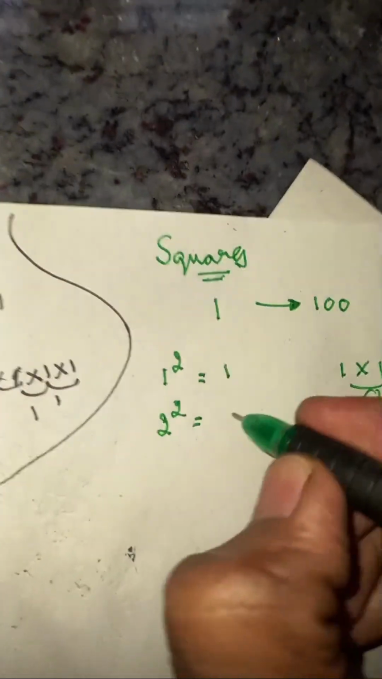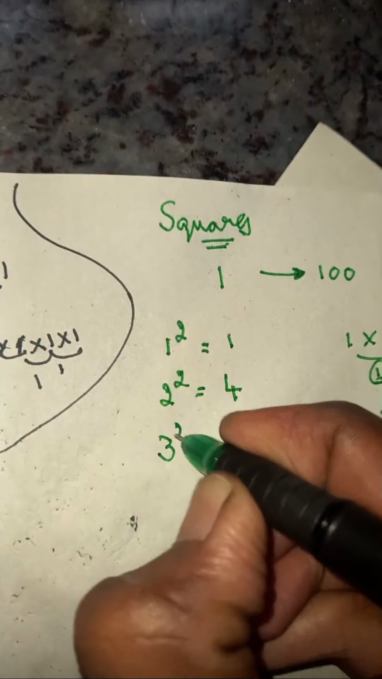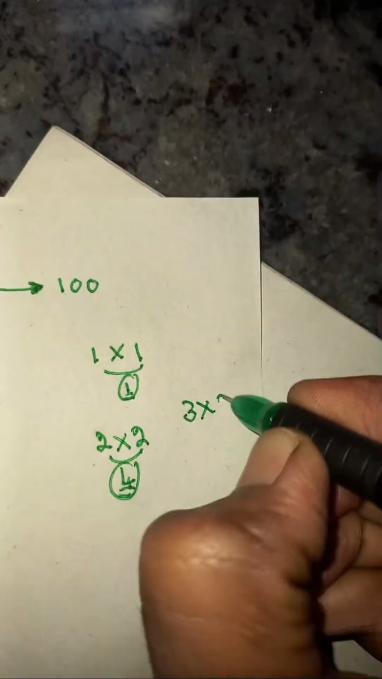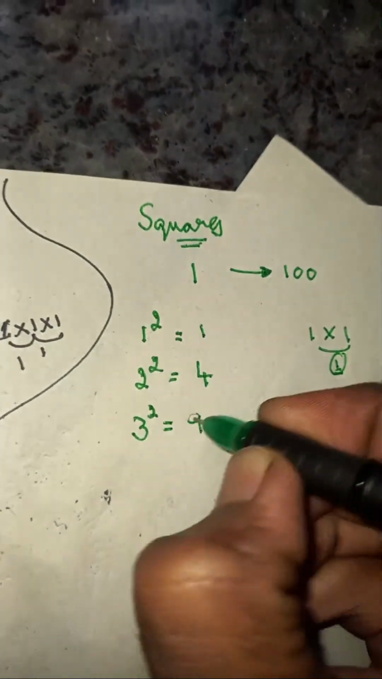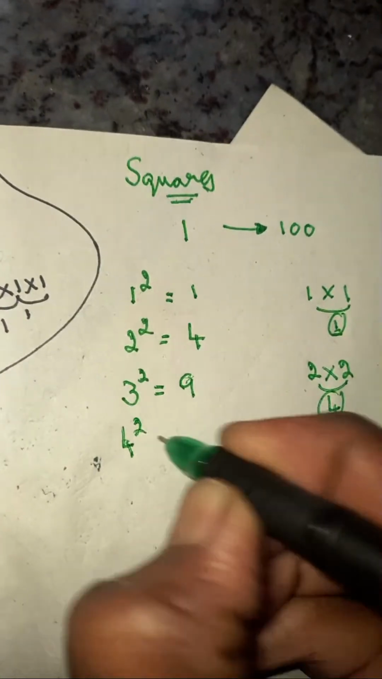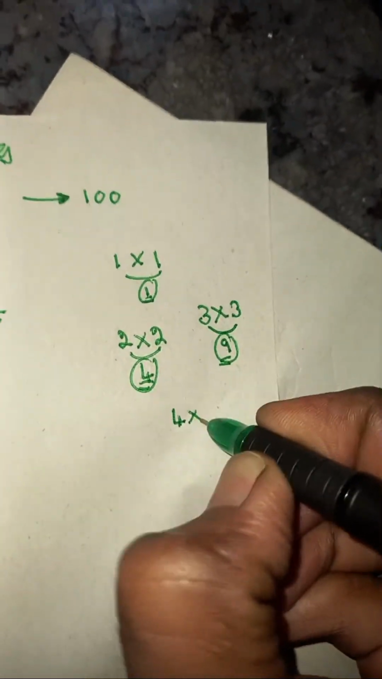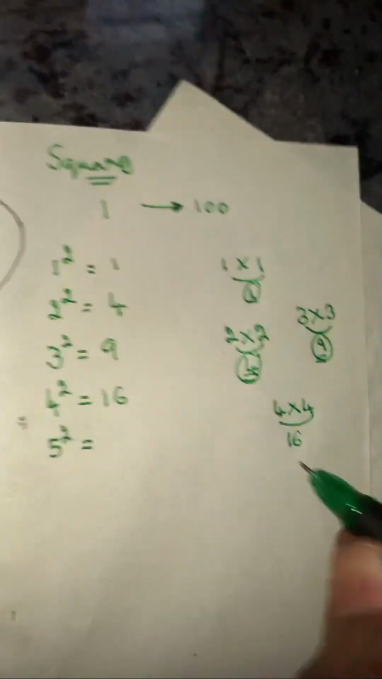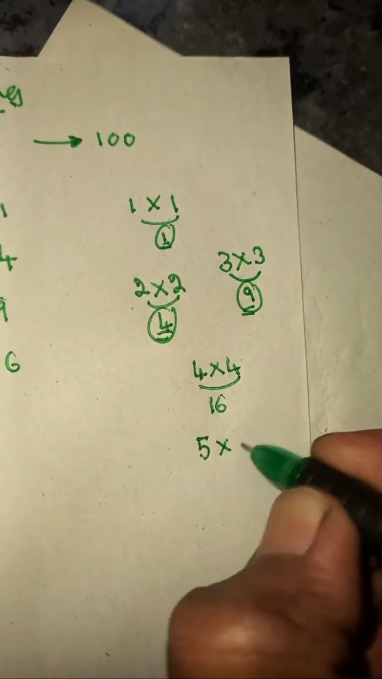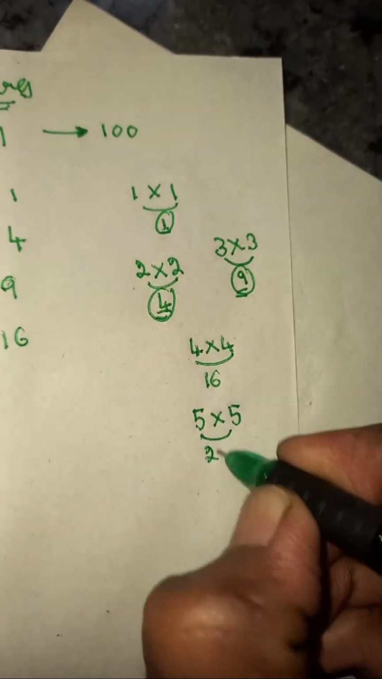And now another one, that is 3 square. Here it is 3 times 3, which is equal to 9. Now 4 square means 4 times 4, which is equal to 16. Let's find out 5 square. 5 square becomes 5 times 5, which is 25.